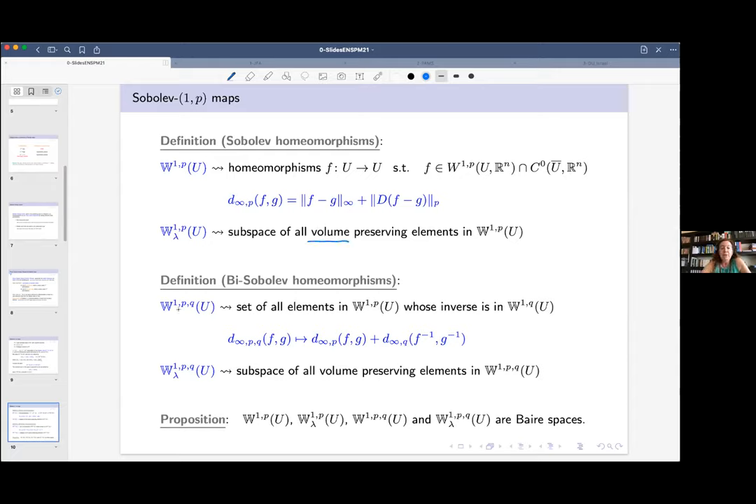Now, given p and q, we also consider the space of bi-Sobolev homeomorphisms as the space of all W^{1,p} homeomorphisms whose inverse is a W^{1,q} homeomorphism. Clearly, we endow this space with the natural metric defined as follows, and we shall also consider the subspace of volume preserving elements. All these spaces are Baire.